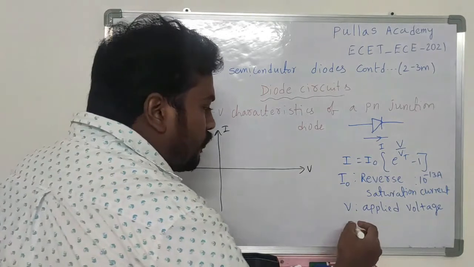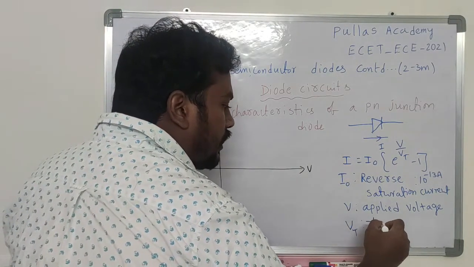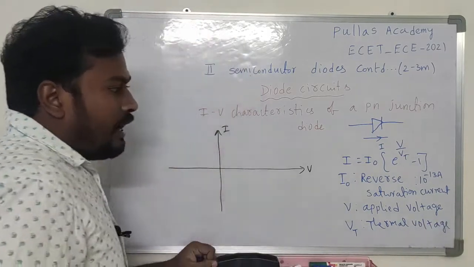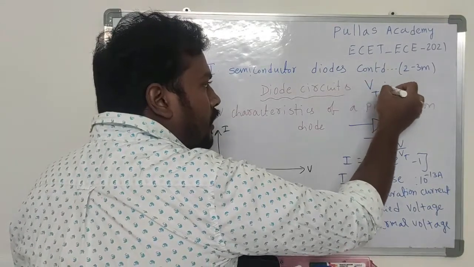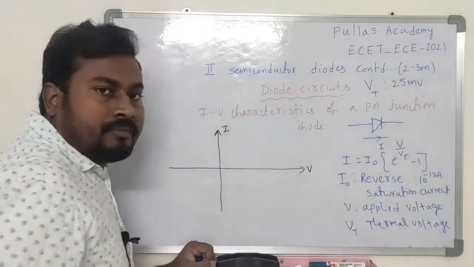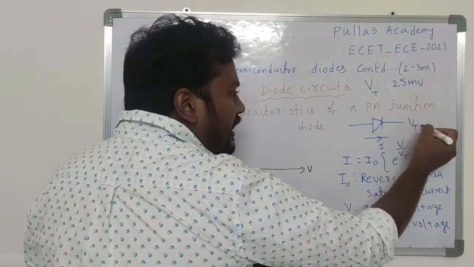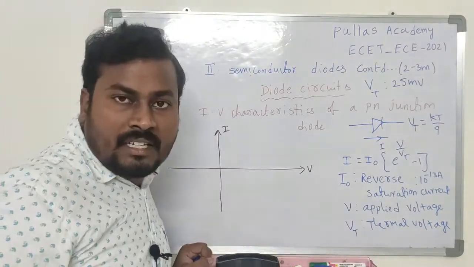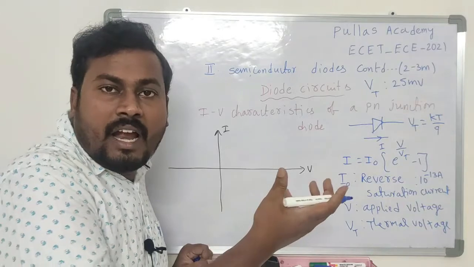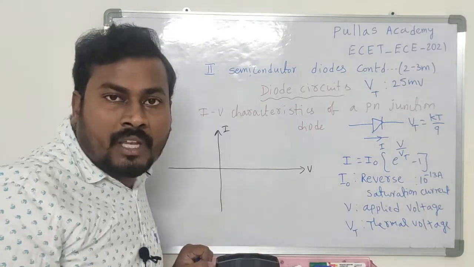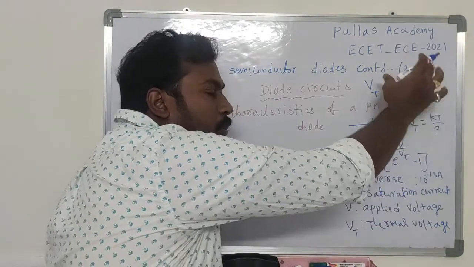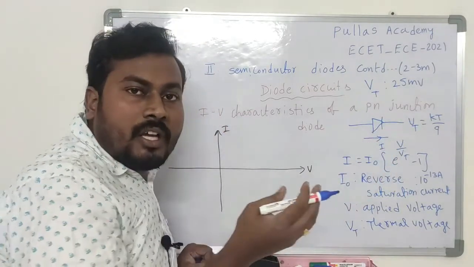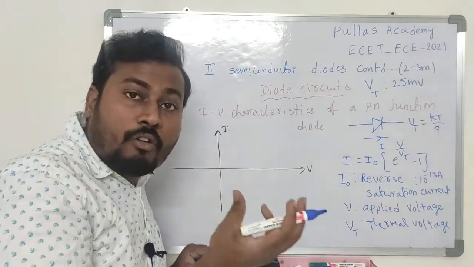Next, Vt is the thermal voltage, and the value of Vt is approximately 25 millivolts. The expression for Vt is kT by Q, where k is the Boltzmann constant, T is the temperature in Kelvin, and Q is the charge of an electron. This value of kT by Q is approximately taken as 25 millivolts. This expression for a diode is valid when the diode is under forward bias.